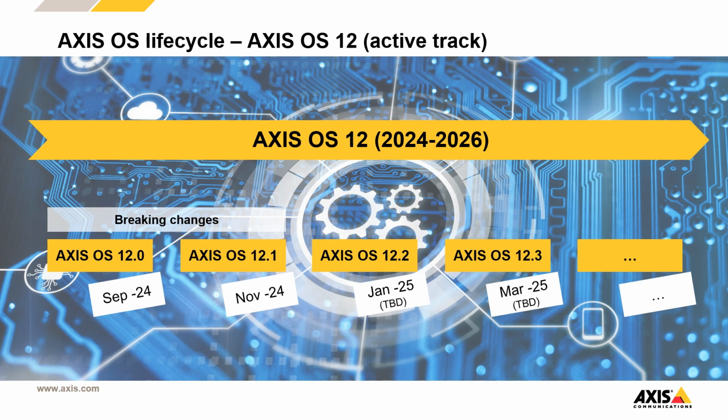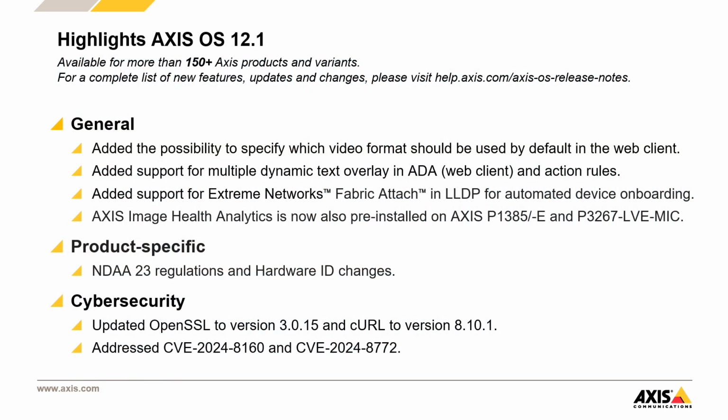This is the 12.1 release. It's the second update in the Axis OS 12 track, following the 12.0 release from September. The key takeaway here is that with 12.1, we are wrapping up the planned breaking changes that we announced and began rolling out in September with version 12.0. Let's take a closer look at the outcome of the Axis OS 12.1 release and what is in it for you.